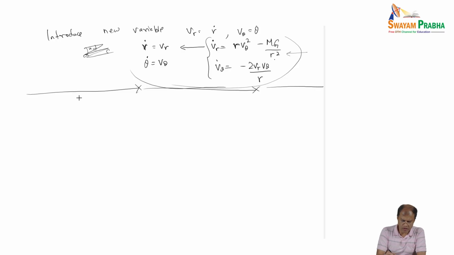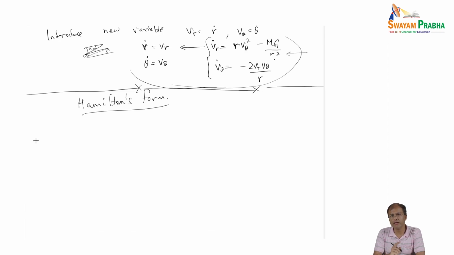Welcome back everyone, and in this module we will be talking on the Hamilton's form. To begin with, let us introduce the conjugate concept of conjugate momenta, that is the idea of generalized momenta that we have seen a few slides back. So we introduce the concept of conjugate momenta.